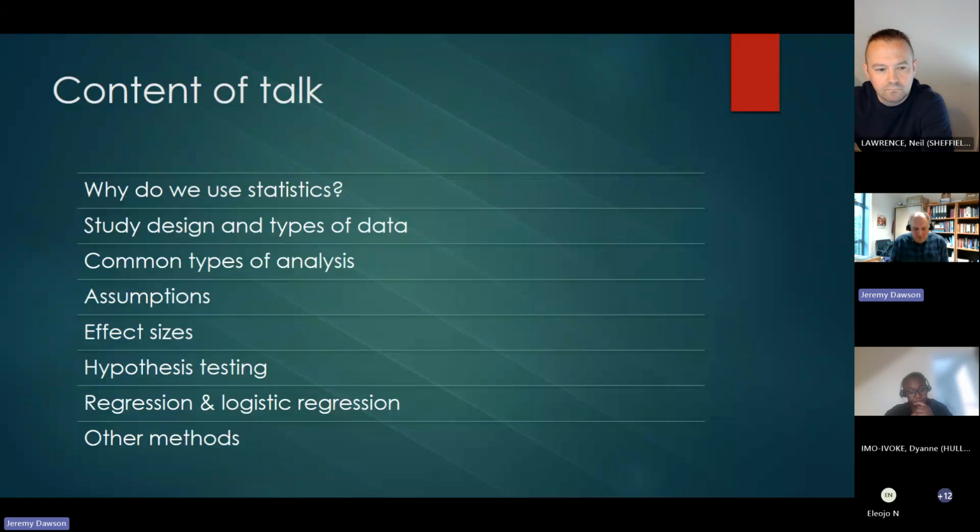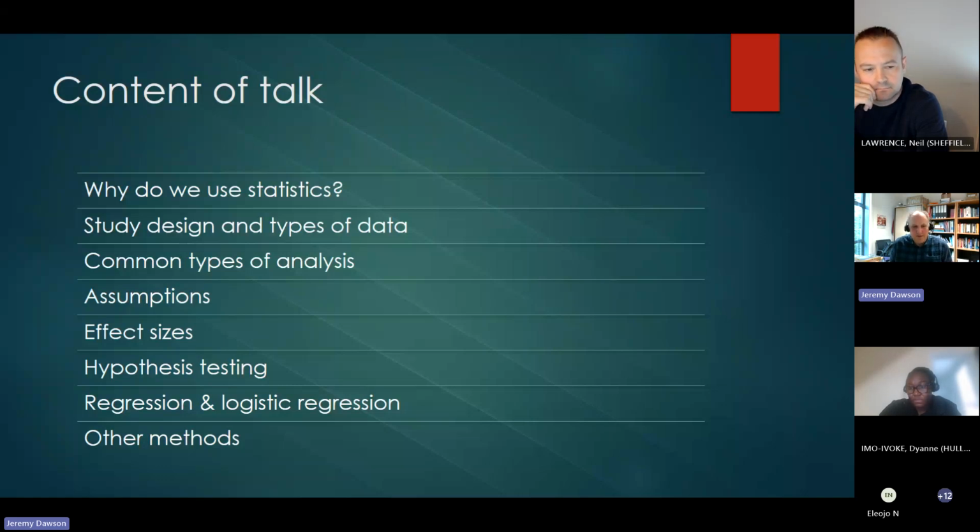I'm going to start with some general background, making sure we know why we're using statistics in the first place. That might sound like a very basic question, but actually sometimes understanding where we're coming from helps guide what we're going to do as we go along. So I will talk a bit about different types of study design and types of data, so the front end of this, before we get on to the analysis stage of it.